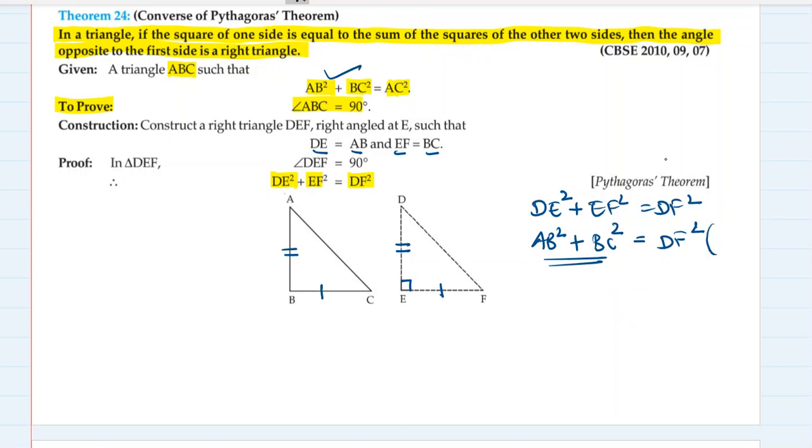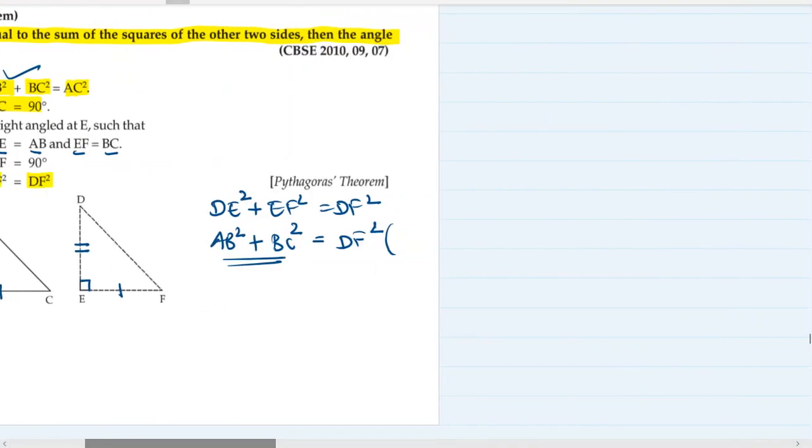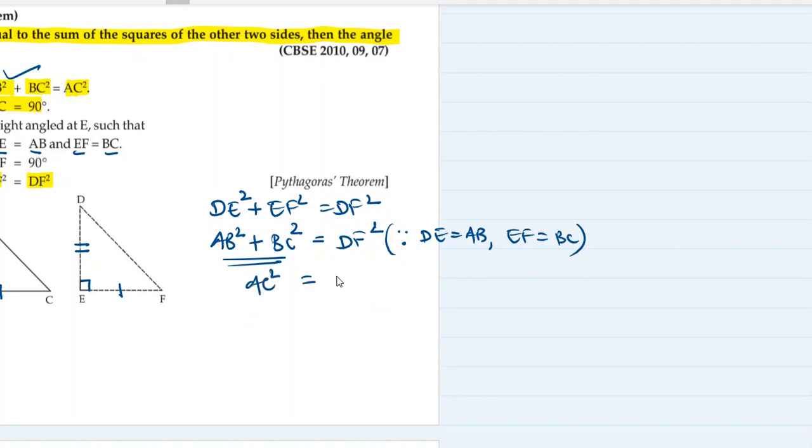Here I can give a reason. Why did I replace DE by AB and EF by BC? Since DE is equal to AB and EF is equal to BC. Now what is AB square plus BC square? AC square. So AC square becomes equal to DF square, right? Since AB square plus BC square is equal to AC square. That's why I replaced it.